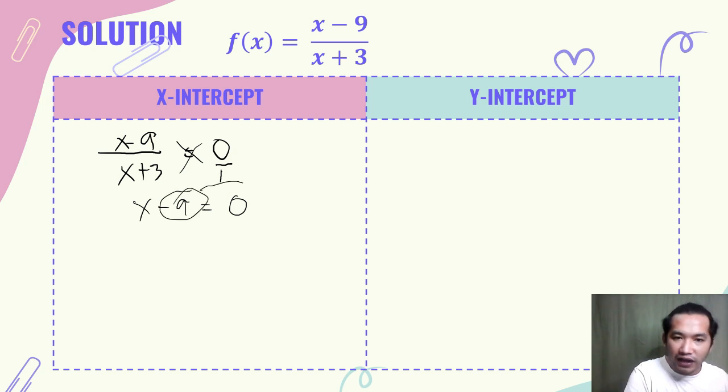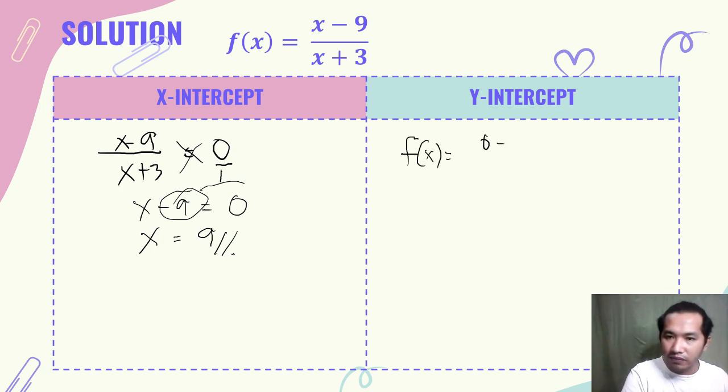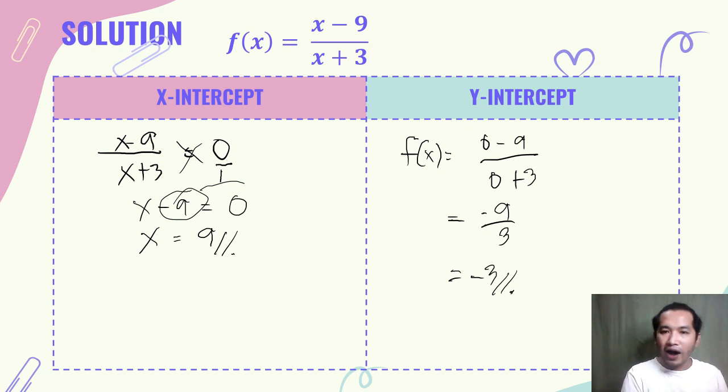We will transpose negative 9 to the other side of the equation. We will have a value of x equal to positive 9. And that is our x-intercept. For our y-intercept, again, we will change the x's to 0. And that is f(x) = (0 - 9)/(0 + 3). Simplifying it, we will have negative 9 and 3. Dividing it, negative 9 divided by 3 will give us a value of negative 3. And that is our y-intercept.